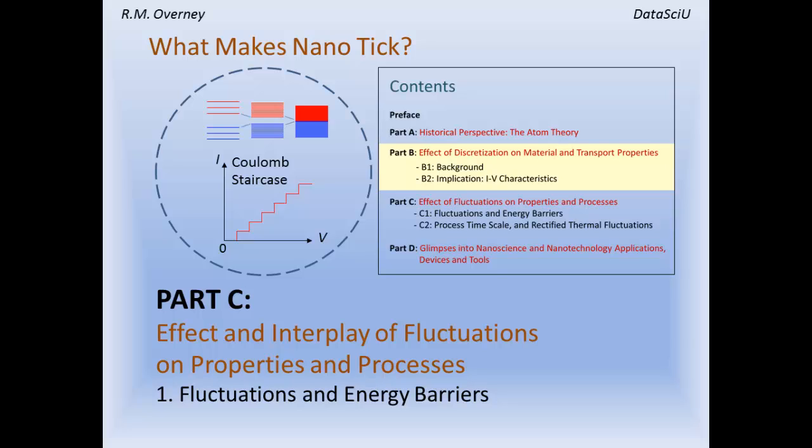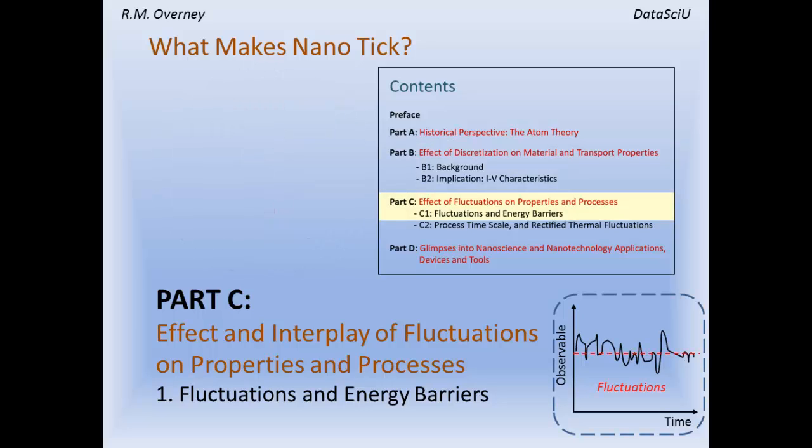We shift now our discussion away from the atomistic quantum perspective of nanomaterials with its quantized phenomena to a collective thermodynamic perspective of material properties and processes. In the first section of this part of the lecture, our main focus will be on fluctuations and energy barriers.